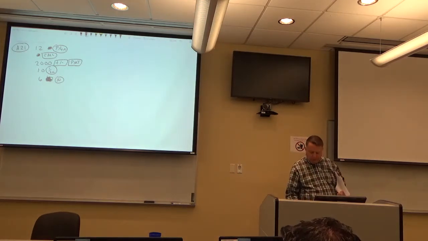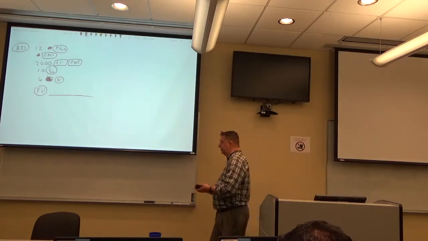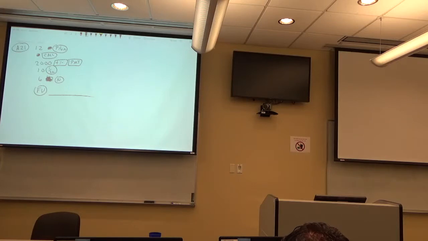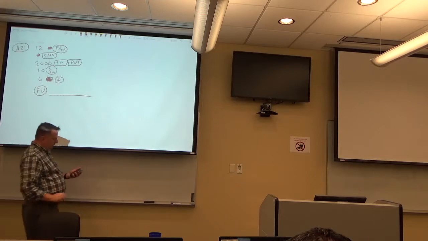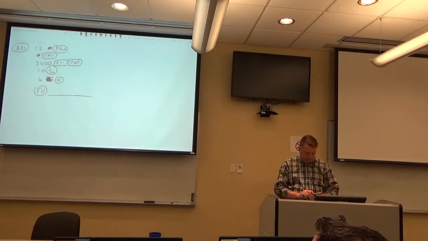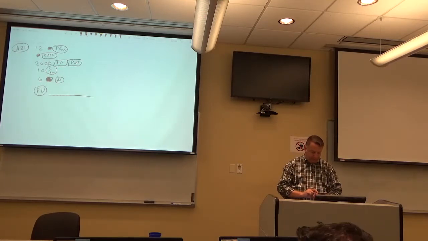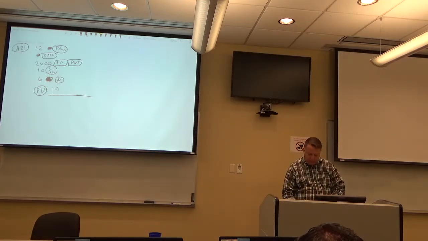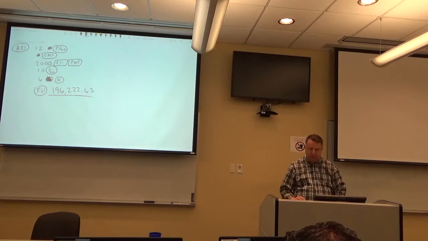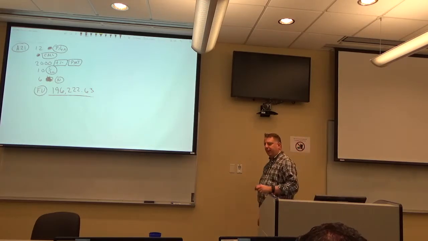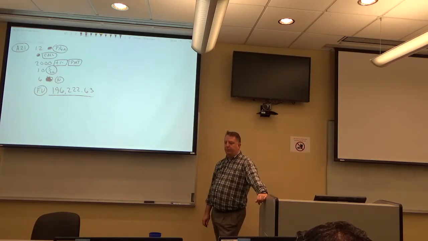And we are solving for future value. One more time, just double check. $196,222.63. Everybody get that? If you didn't get that, you more than likely did not change the number of compounding periods from 1 to 12.